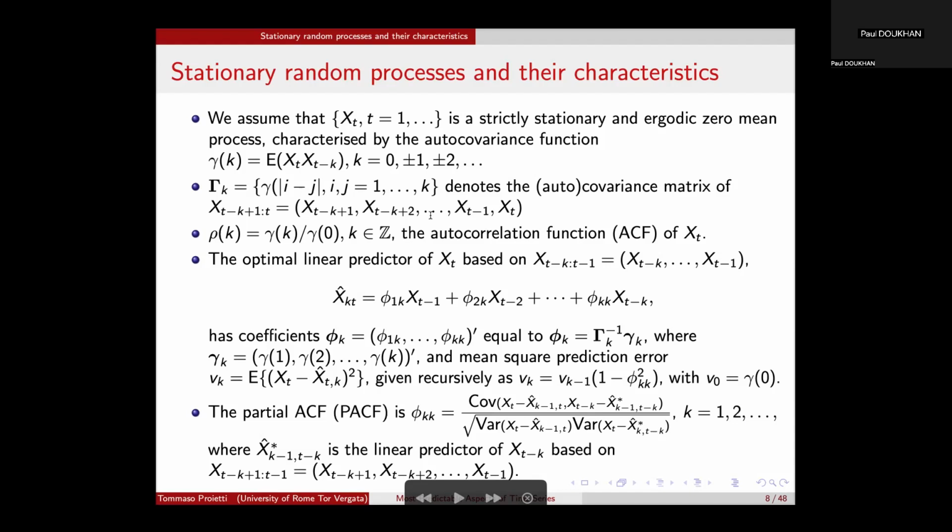Suppose that you consider the optimal linear predictor of the value at time t using k past values. It turns out that because of stationarity, this coefficient here is a number between -1 and 1. It's a correlation. And it measures the association between x_t and x_{t-k} once you have accounted for the effects of the intermediate random variables. So the partial autocorrelation function is a key concept that I will need here.